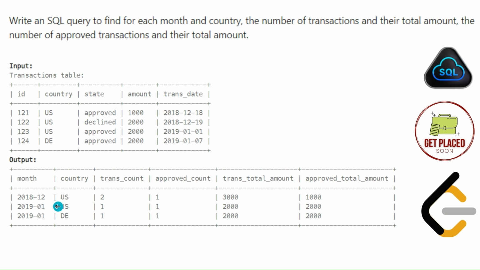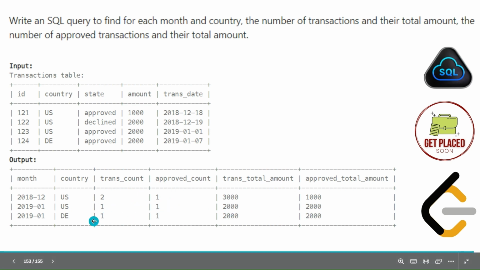So let's write about the US transaction in the month of January 2019. It got approved with the amount of 2000. So how many transactions? Only one transaction. It got approved. So 2000. Similarly for DE also, one transaction, it got approved, 2000. So this is how we mention.